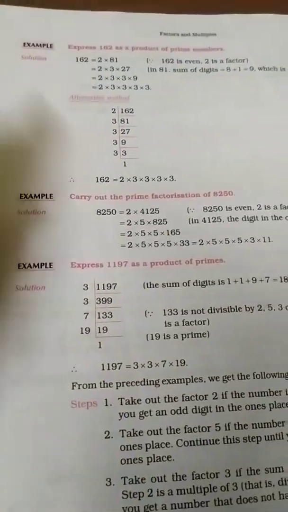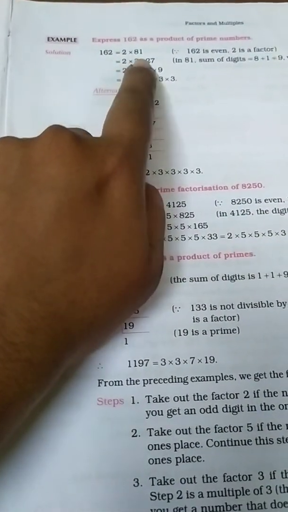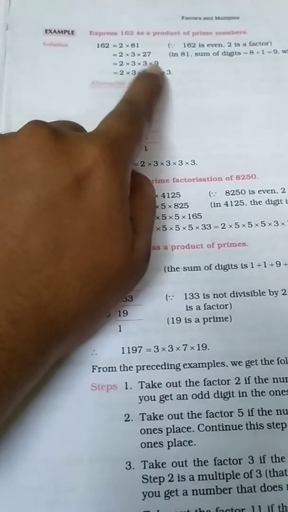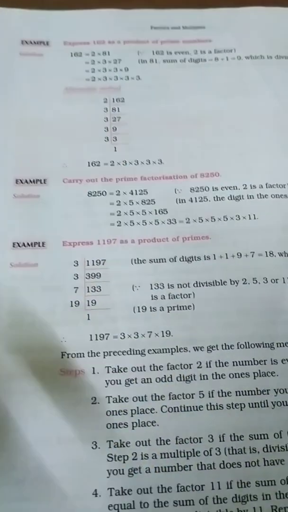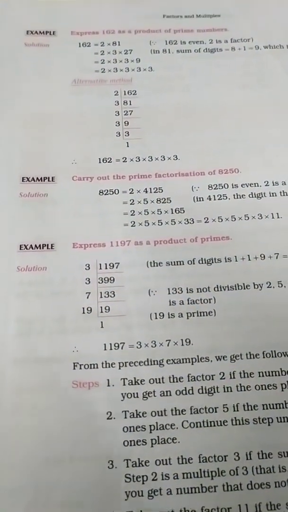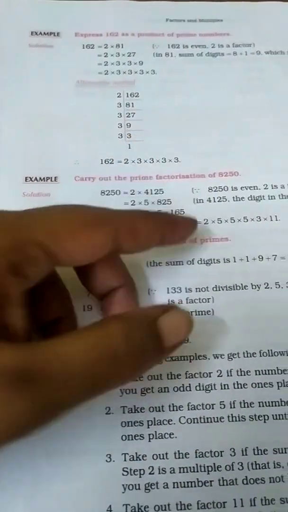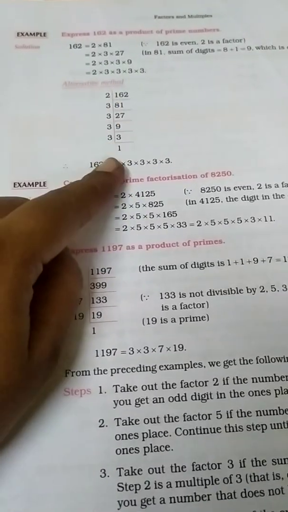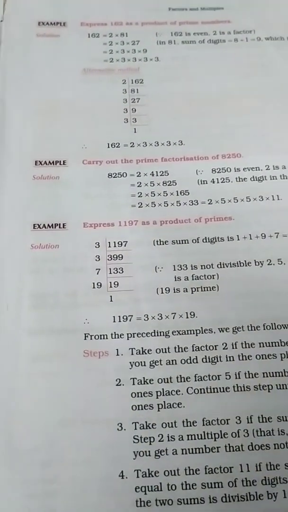For prime factorization, we have two methods. One is splitting the numbers and writing them as prime numbers: 2 into 81 is 162, 81 can be written as 3 into 27, and again 27 can be written as 3 into 9. So this is one method. Another alternate method is the division method. This is the easiest method to find the prime factorization.